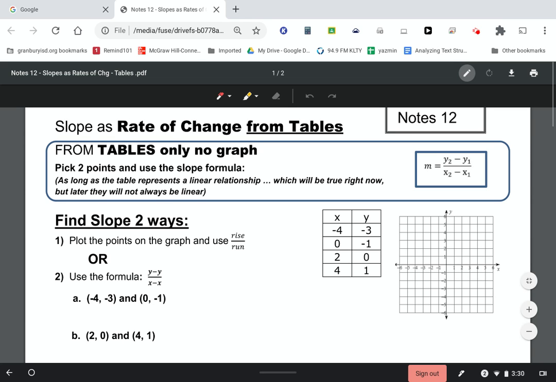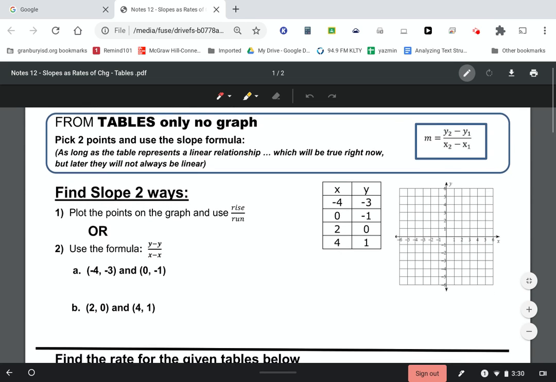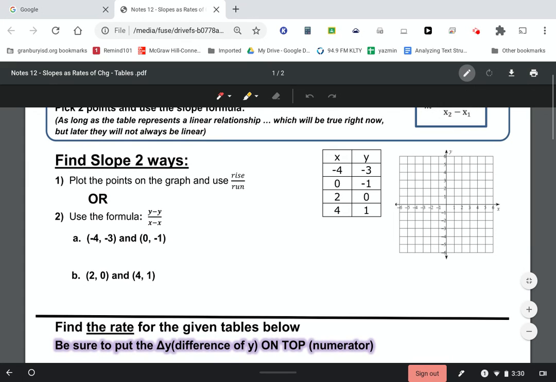Today we're going to find the slope as a rate of change from tables. There's two ways you can do this. One way is plotting the points on the graph and then using rise over run. So I'm going to take these points right here on the table.